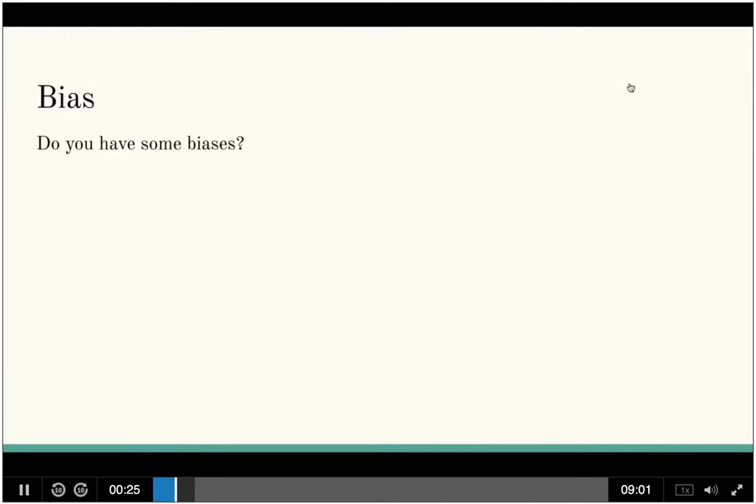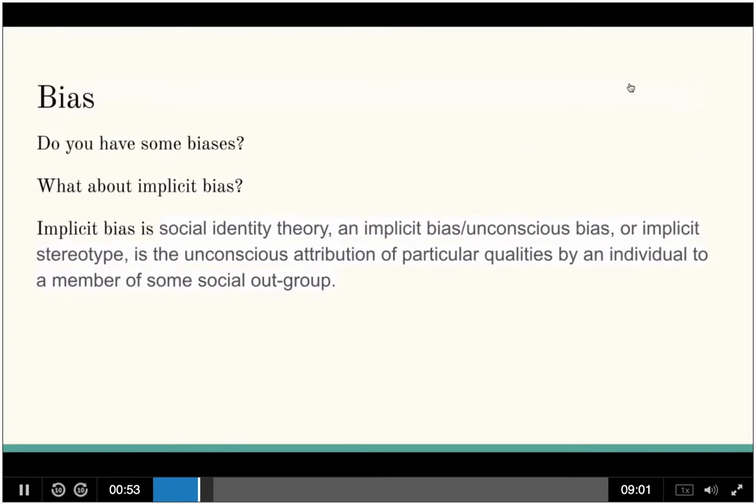Do you have some biases? Most of us would wish to think not. But what about implicit bias? We all have them, but do we really understand them? From the way we were brought up to where we were brought up, it helped train our thoughts and opinions about others based on how they look, where they're from, and how they dress. Implicit bias is that social identity theory. An implicit bias, an unconscious bias, or implicit stereotype is the unconscious attribution of particular qualities by an individual to a member of some social group.